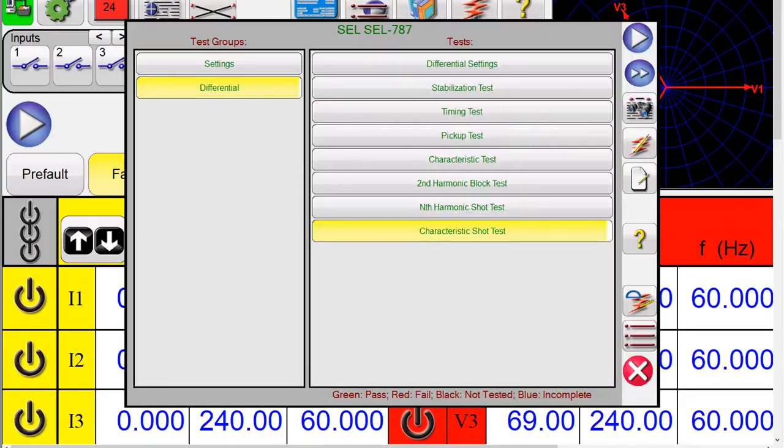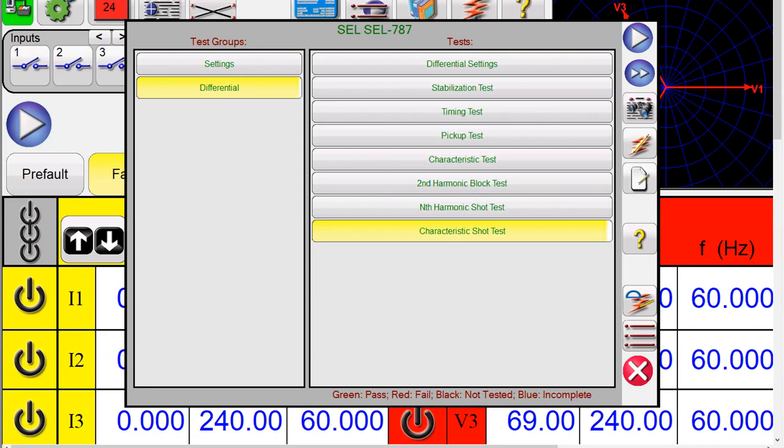Then I can probably explain better. There we go. So if you look at the screen that's up now, you can see that in this tree, it's defined by the test groups on the left-hand side, and then the different tests that will be performed on this specific relay. So this is done specifically, in this case, for the Schweitzer 787, but you can add some other groups into the test groups, and automatically it will add some additional tests on the right-hand side.